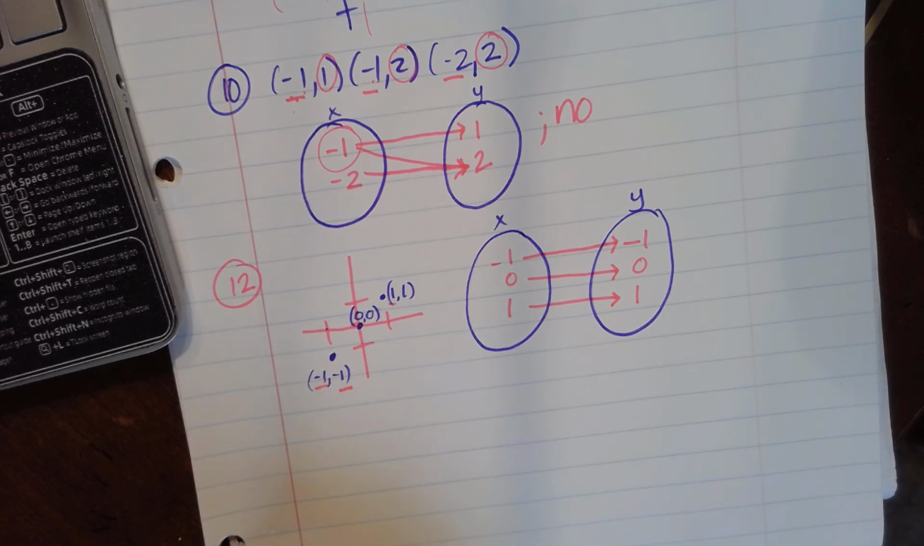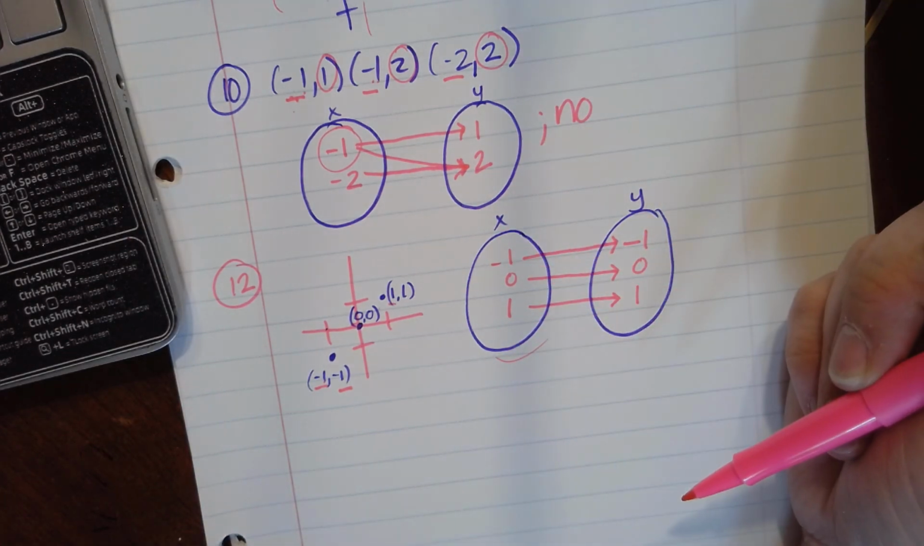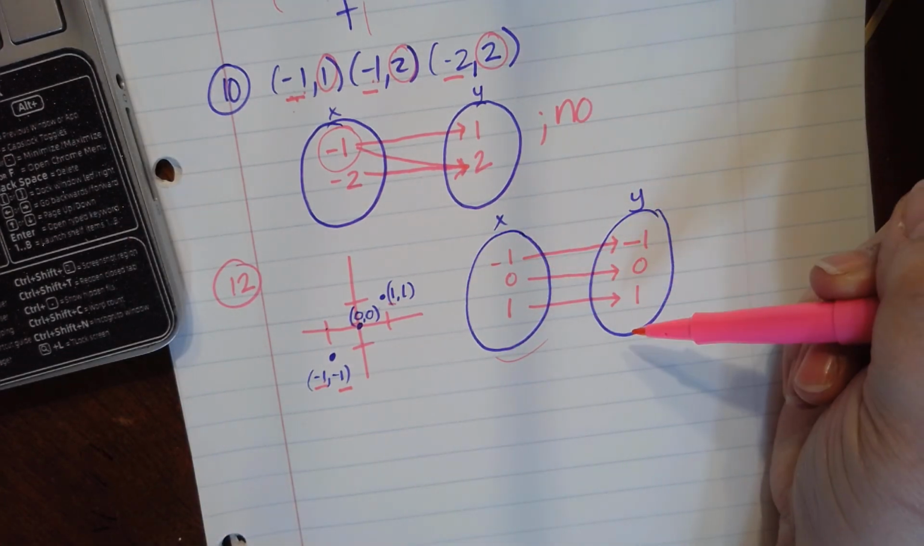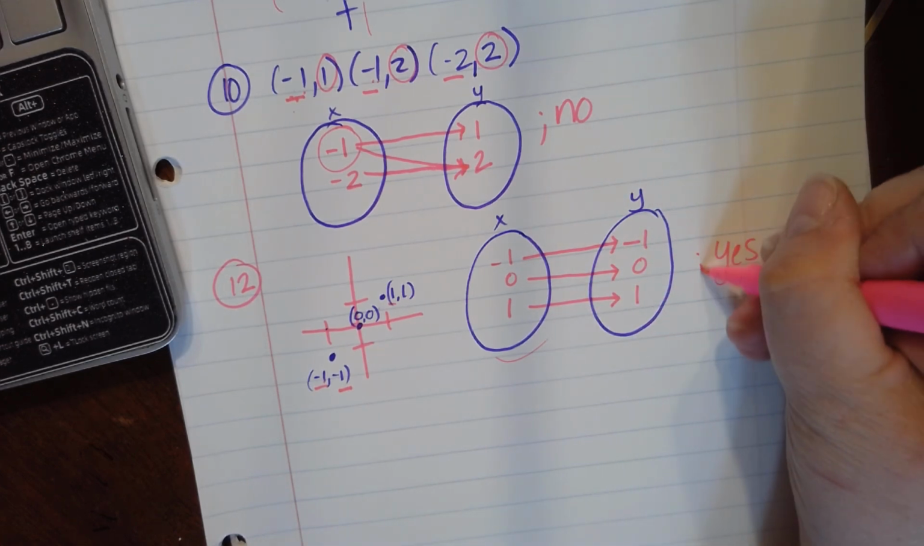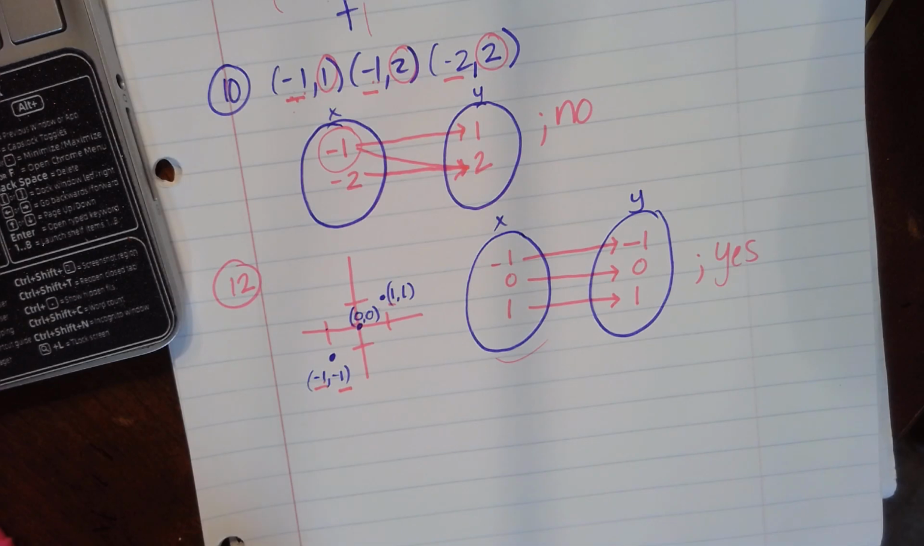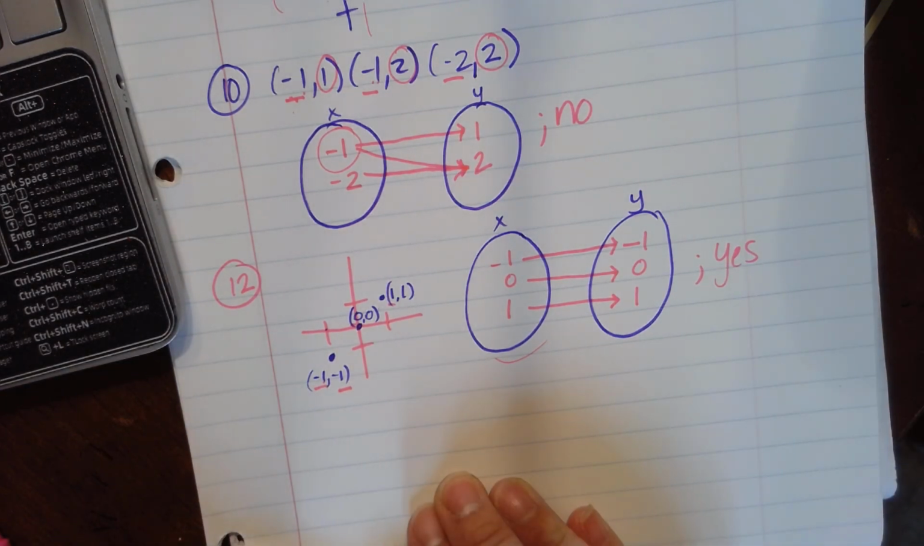All right, that is your mapping diagram. And then the question is, is it a function? Again, if each X is only used once, it only connects once to each Y, then the answer is yes, it is a function. Okay? All right, bouncing over to number 14.